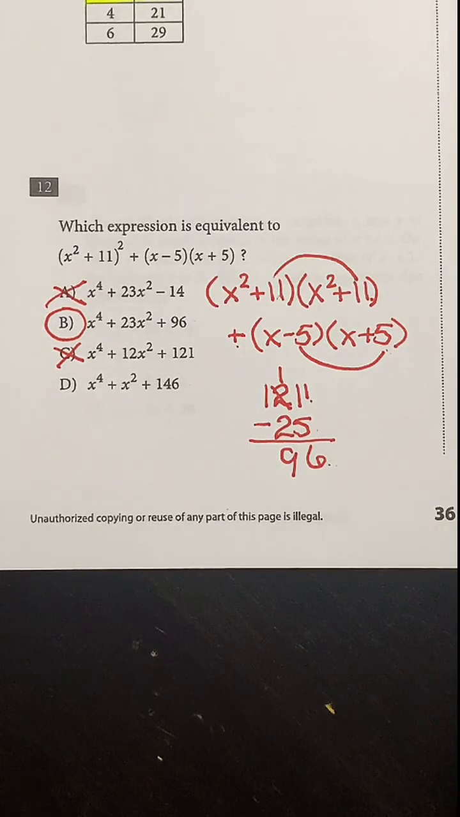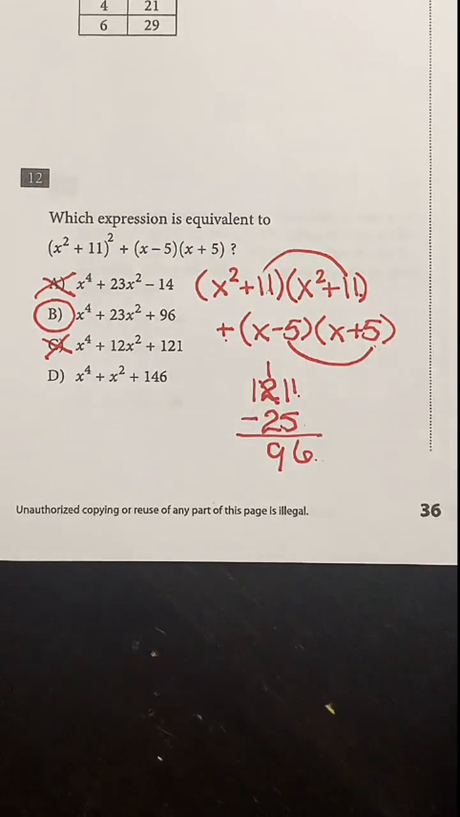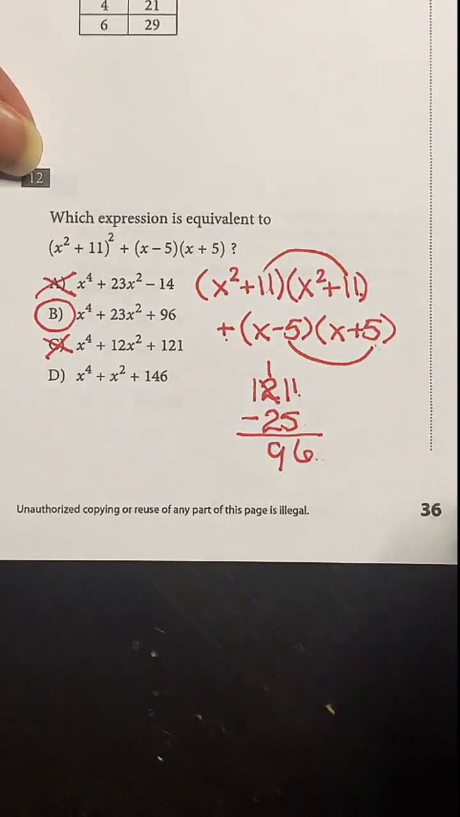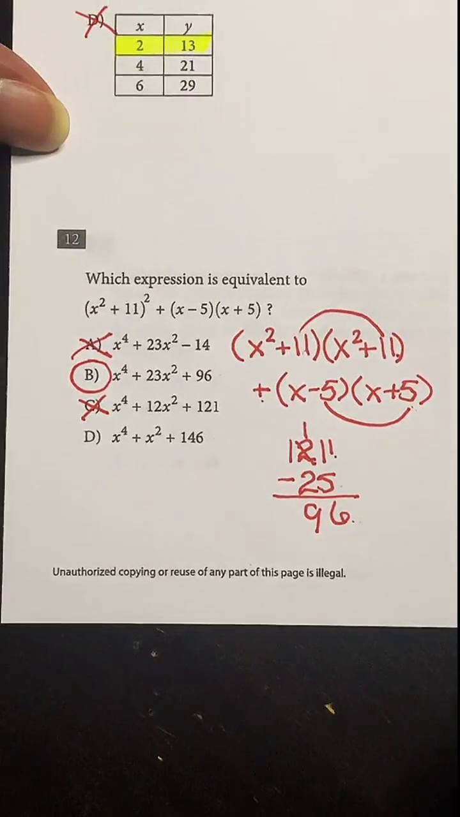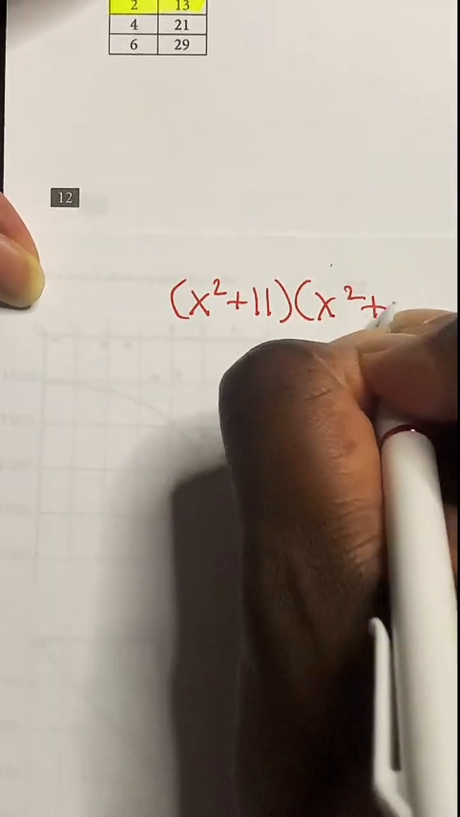So where does the 23x squared come in? So that is when you do your distributive property. Okay, so if you do your distributive property, let me put it here. So x squared plus 11, x squared plus 11.